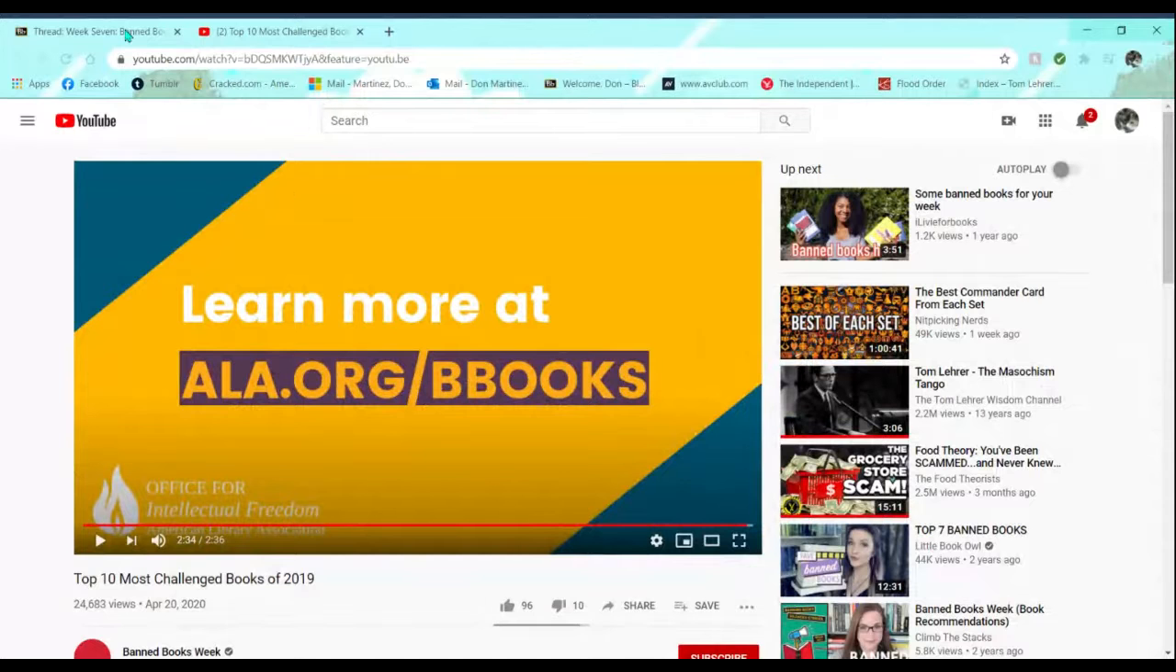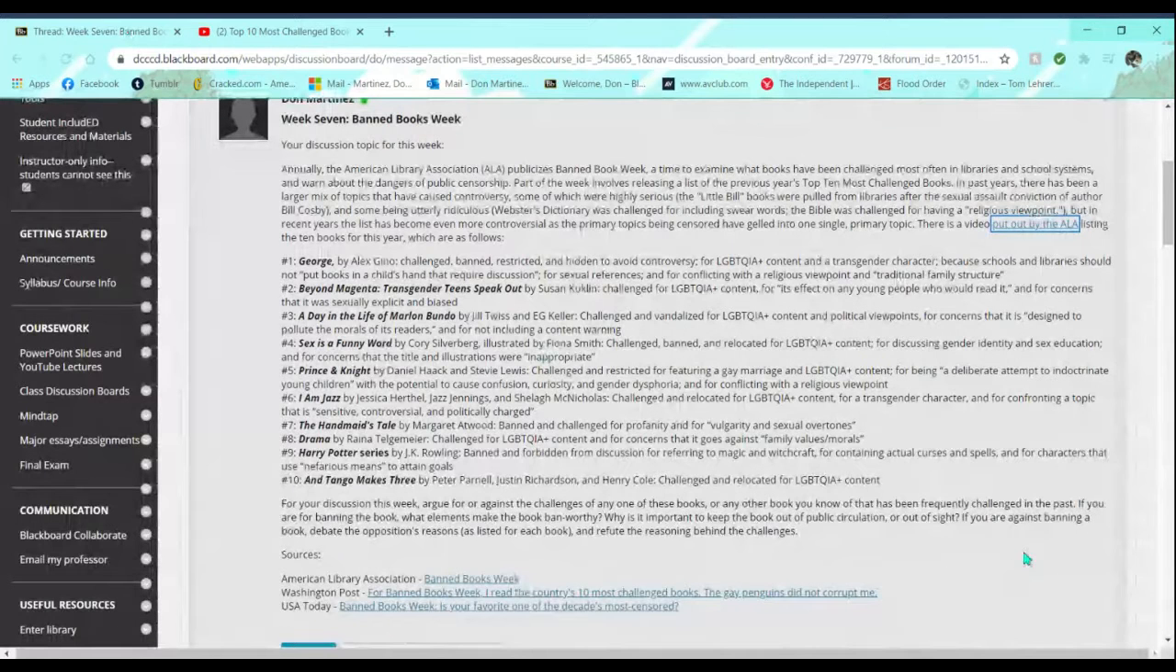All right, so just a brief little overview of all the books. As I said, the listings in the discussion topic itself get into more details. For your discussion this week, argue for or against the challenges of any one of these books or any other book you know of that has been frequently challenged in the past. If you are for banning the book, what elements make the book ban-worthy? Why is it important to keep the book out of public circulation? If you are against banning a book, debate the opposition's reasons as listed for each book and refute the reasoning behind the challenges.